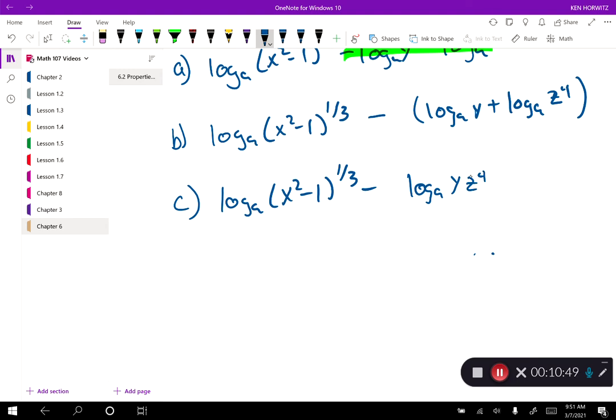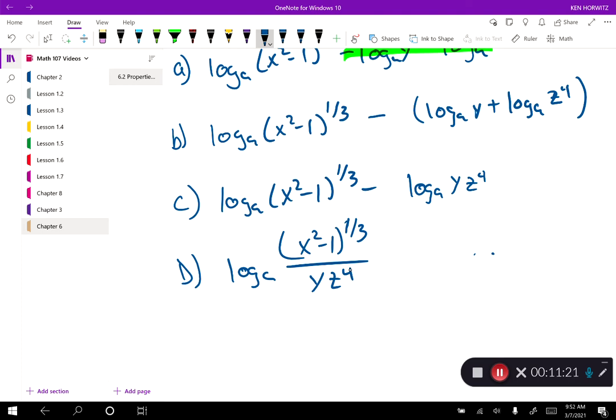And now I can use my division property. The division property is a little bit confusing, so I want to make it as easy as possible. That's the only reason I did the algebra. So in step D, I have the log base a of x squared minus 1 to the 1/3 power divided by y z to the 4th. And there, my logarithm is expressed as a single log, and everything is good to go.